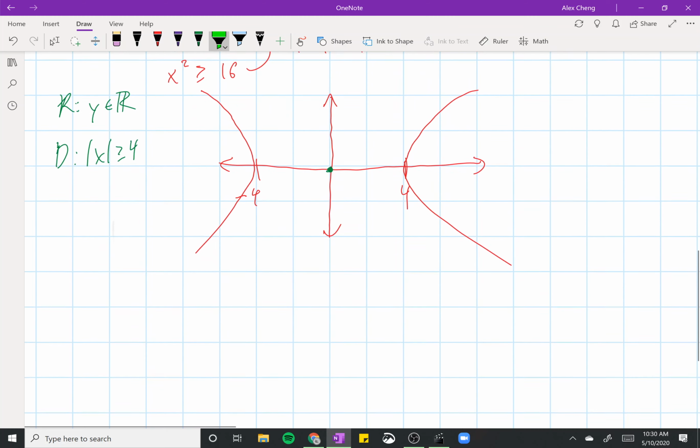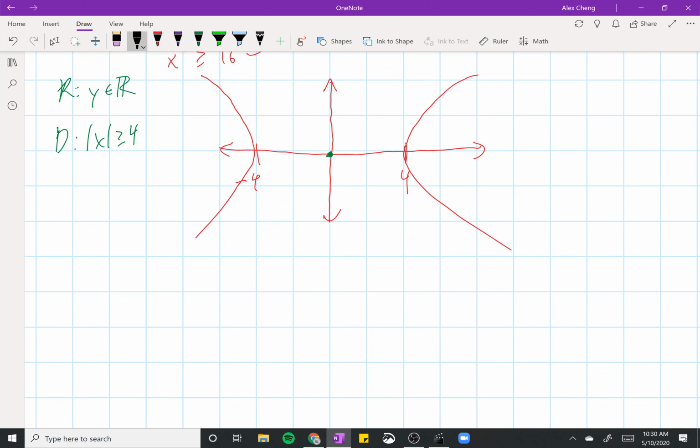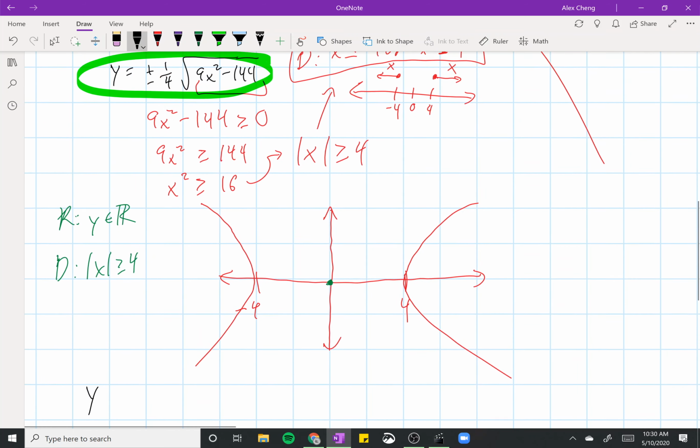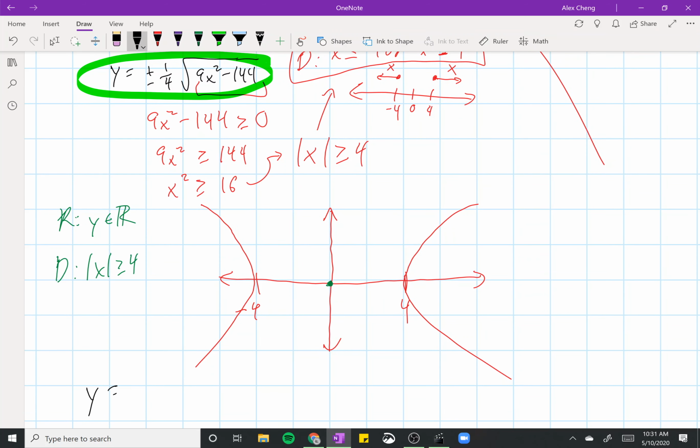All right, so I'm going to bring that down here. Remember that this is the exact same thing as the equation we started with. It's just been rearranged, rewritten. So y is equal to plus or minus 1/4 times the square root of 9x squared minus 144.